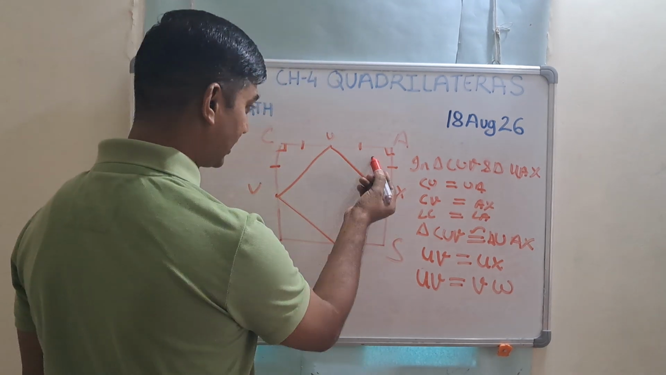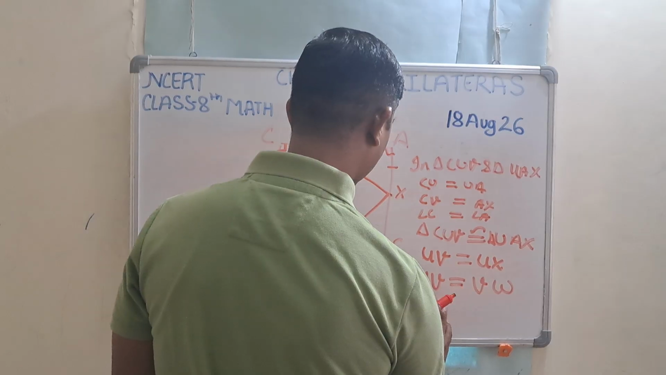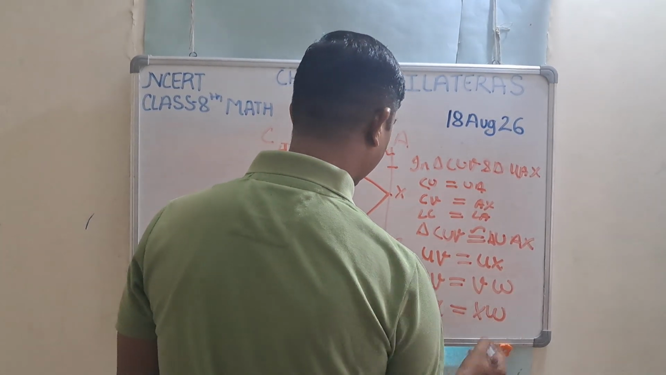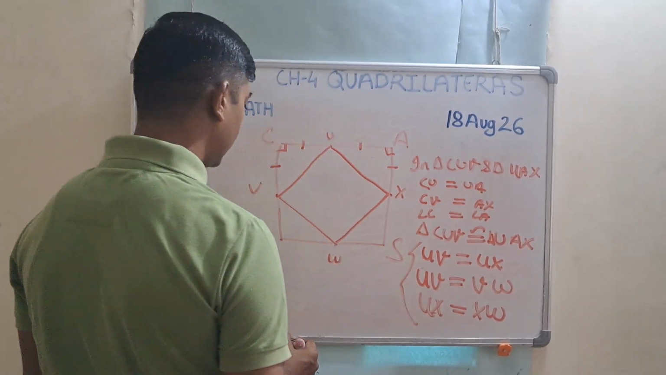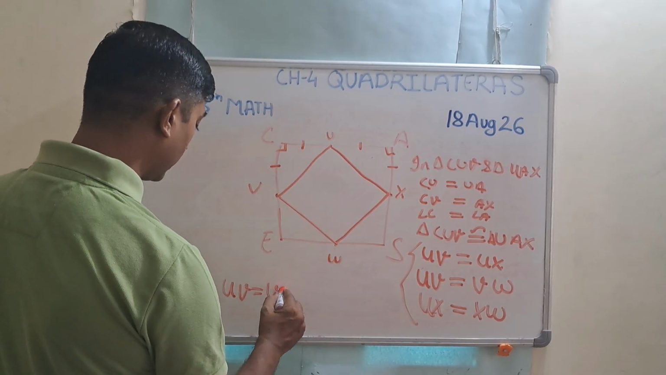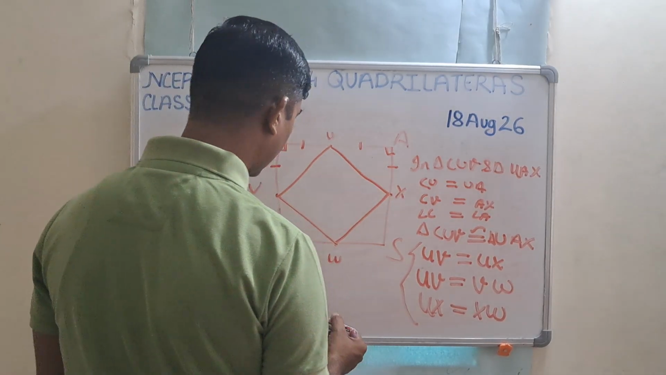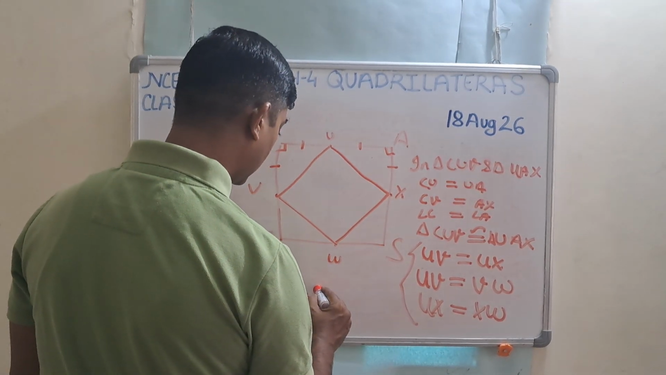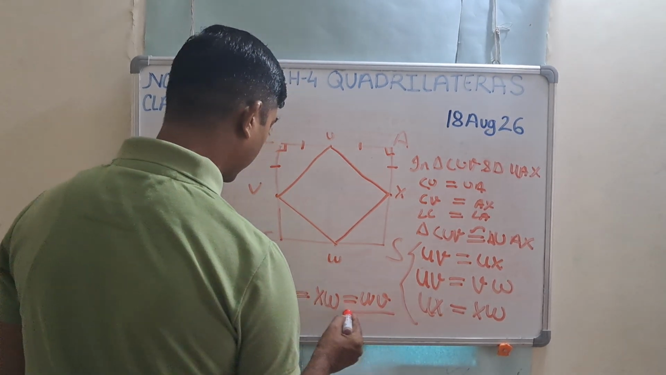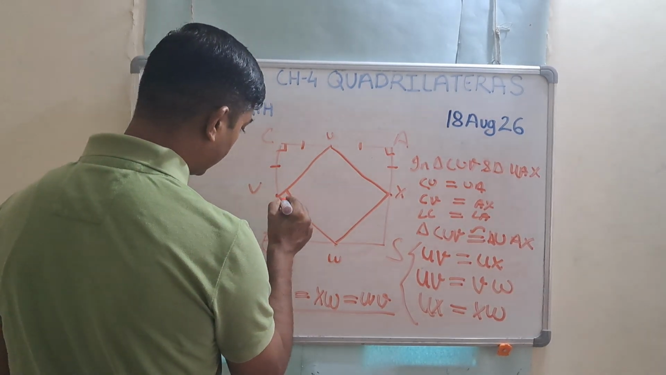And also when we take this triangle, we say UA, UX is equal to XW. And with this result, we find out that UV is equal to VX is equal to XW is equal to WV. Understood? All sides are equal. Now what about this angle?